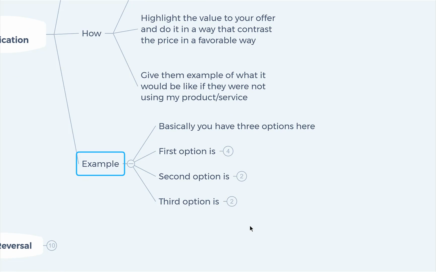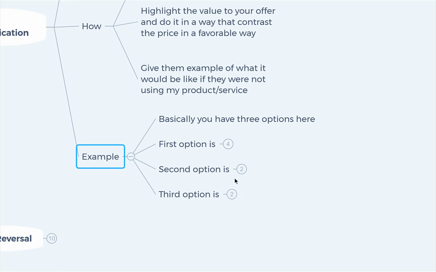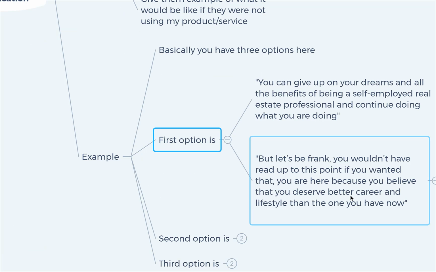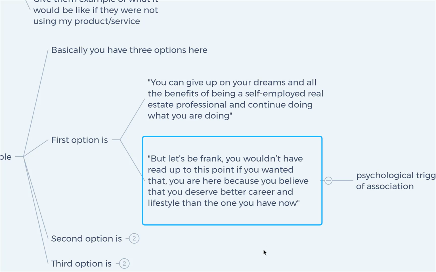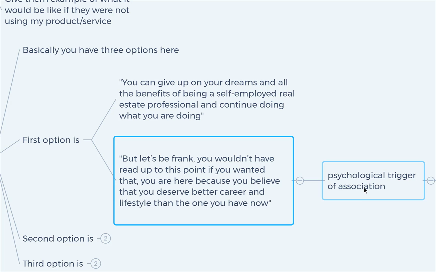Let's look at the examples to get a solid understanding. Basically, you have three options here. First option is you can give up on your dreams and all the benefits of being a self-employed real estate professional and continue doing what you are doing. But let's be frank, you wouldn't have come up to this point if you wanted that. You are here because you believe that you deserve a better career and lifestyle than the one you have now.